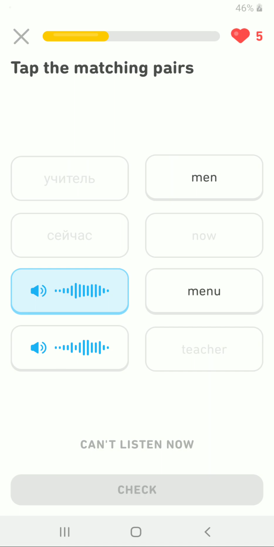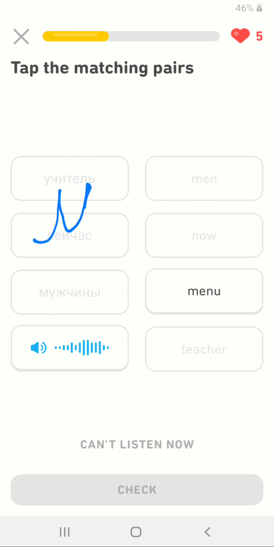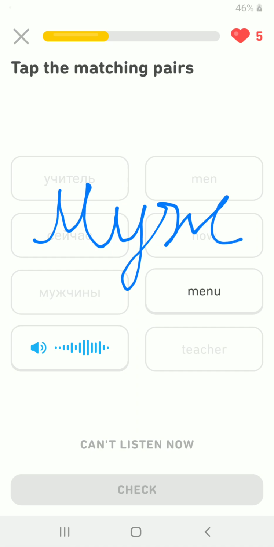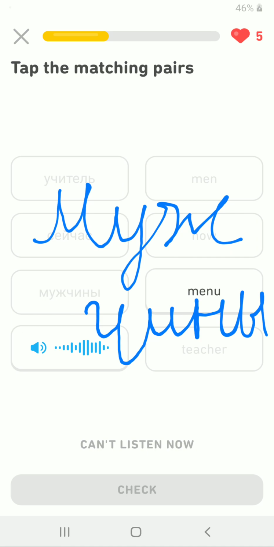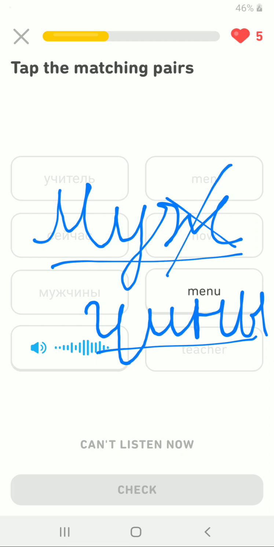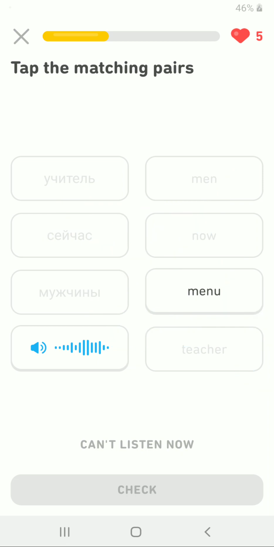Мужчины. Мужчина, but it's written like му жи. This is a жи. If you pronounce all the phonemes, but it's not like this. You say мужчина. And here it's not мужчина, but мужчины. Means men in plural. Okay.